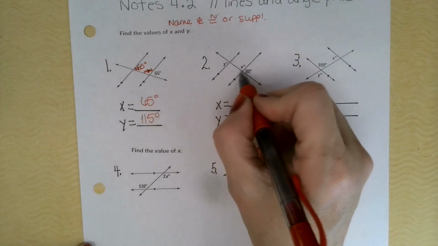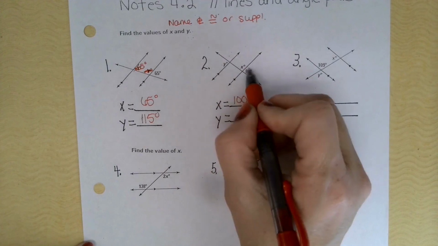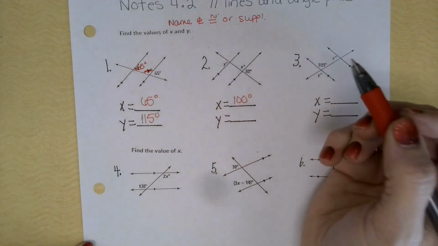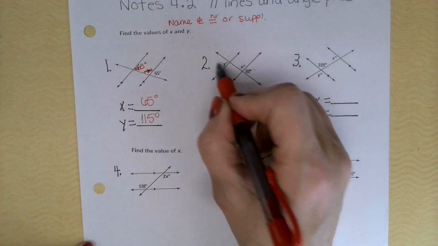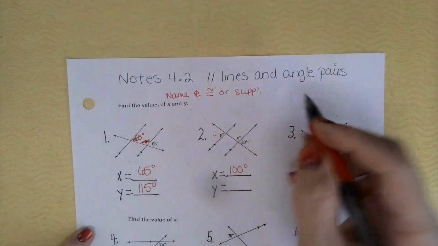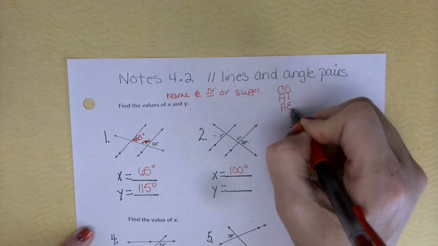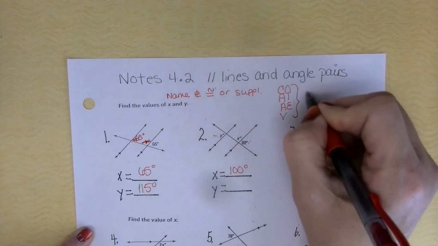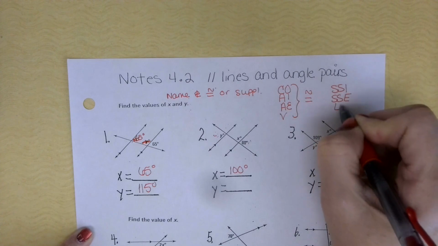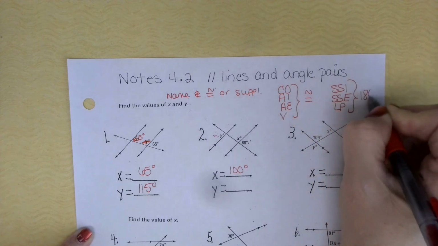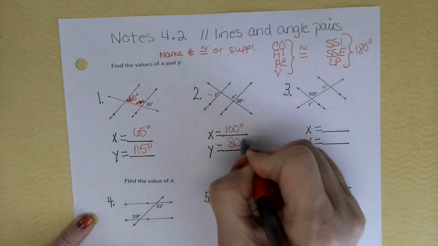Okay, X is going to be the supplement to 80, so that's 100. And then Y has a relationship. This is alternate exterior. Alternate exterior angles are congruent. If you need to write it down, CO, AI, AE, and vertical, these are the ones that are congruent. Same side interior, same side exterior, linear pair, these are the ones that are supplementary. Okay, so that's what you need to know. So these are alternate exterior, so Y is 80.